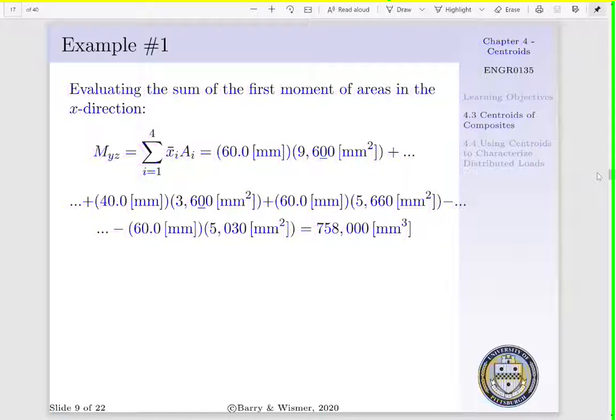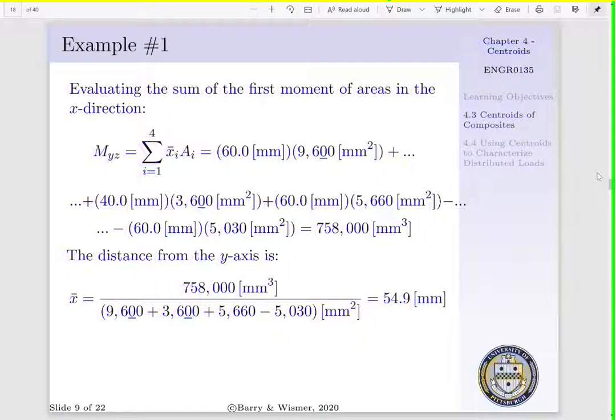Next, we're going to consider our triangle. Our triangle had an x bar of 40 millimeters and an area of 3,600 millimeters squared. Next, we will consider a hemisphere that had an x bar of 60 millimeters and an area of 5,660 millimeters squared. Lastly, we are going to consider our circle. Now we are removing this. There is a hole within our shape. Thus, there will be no contribution to the moment due to this removed area. Therefore, we are going to subtract the quantity x bar A. That is, we're going to subtract 60 millimeters times 5,030 millimeters squared. And we are left with a value of 758,000 millimeters cubed.